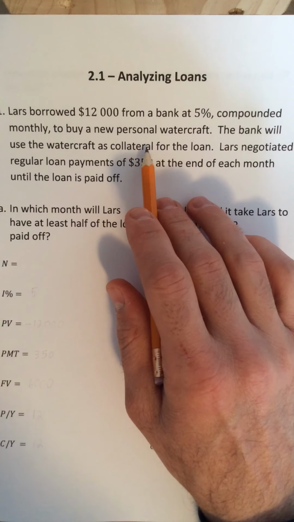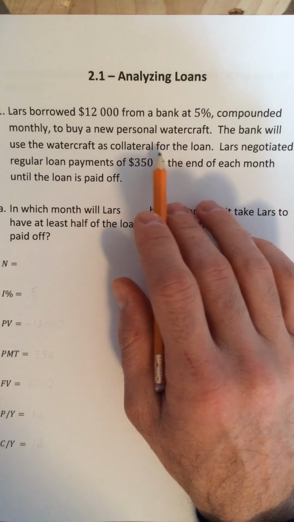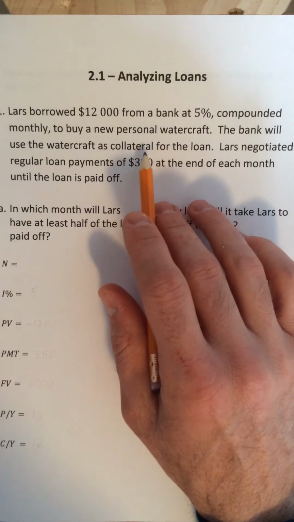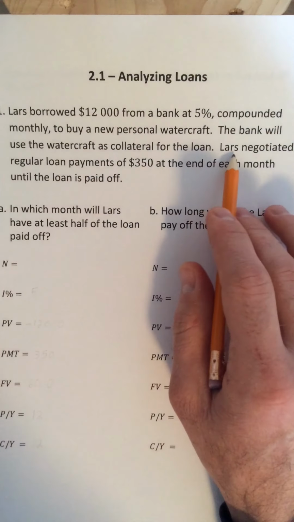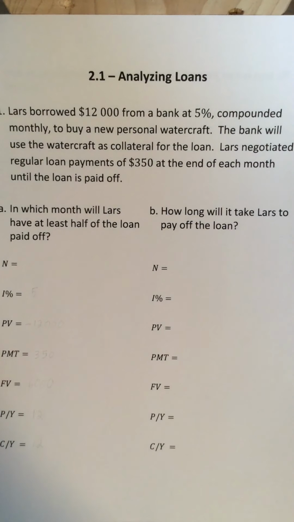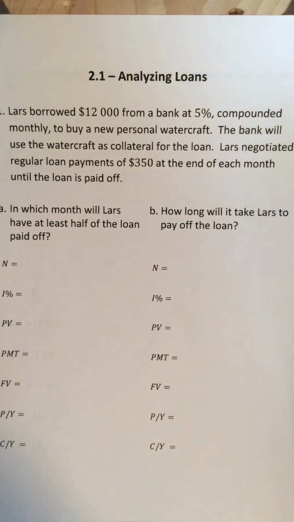So for instance, this watercraft he is buying is going to be the collateral for the bank. So the bank will then own the watercraft or take it if he doesn't pay back his loan. So this is what the collateral is. And Lars negotiates regular loan payments of $350 at the end of each month until the loan is paid off. Question A is asking, in which month will Lars have at least half of the loan paid off?